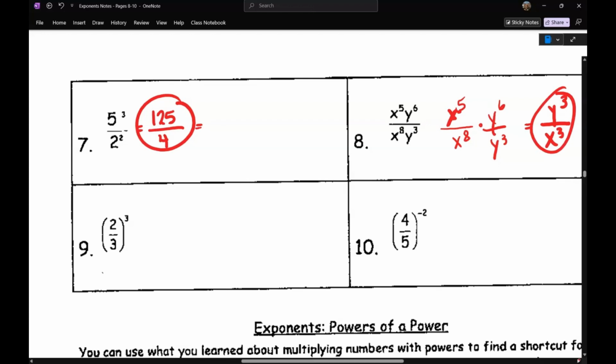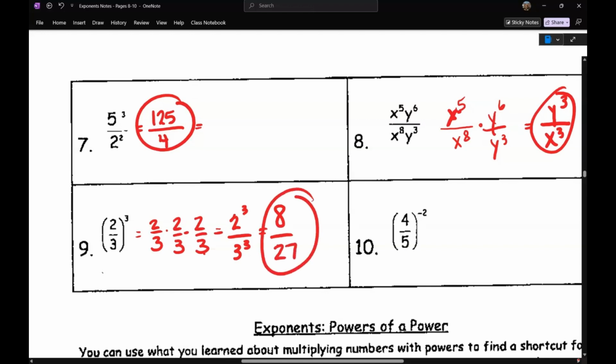Number 9, what happens if we have a fraction? This means 2/3 times 2/3 times 2/3. So that, or 2 to the 3rd over 3 to the 3rd, right? Because that's 3 times 3 times 3, and 2 times 2 times 2. So 2 to the 3rd is 8. 3 to the 3rd is 27. Leave it like that. So when you have a fraction with an exponent, that exponent goes to both parts of your fraction.